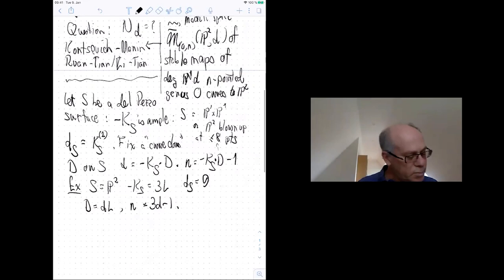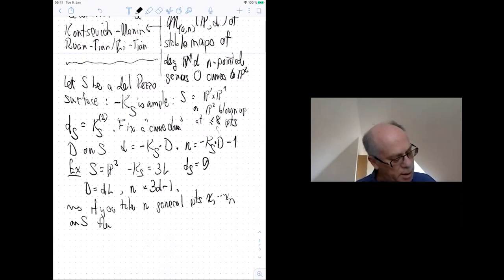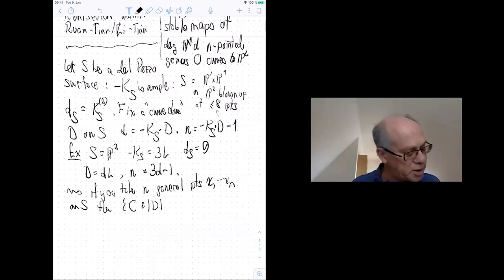So what that says is, in general, if you take N general points, x1 up to xn on S, then the set of C in the linear system of D, in other words, curves which are in the same class, in this case, it's the same homology class or the same linear equivalence class, it doesn't matter, as D, such that C contains all these n points.